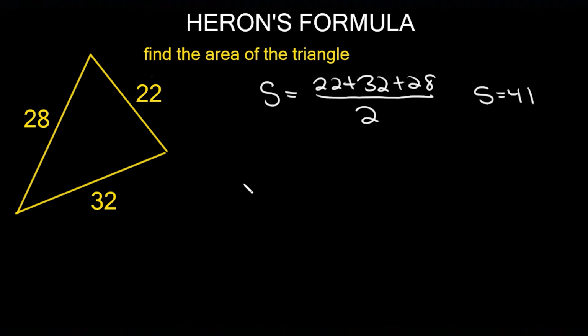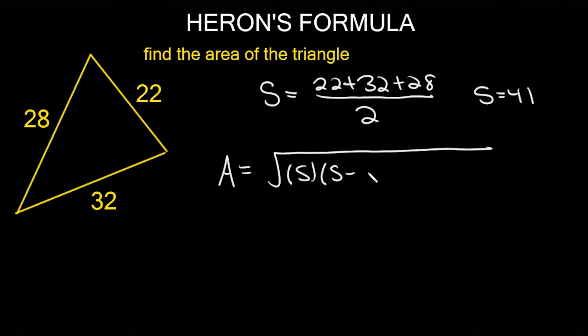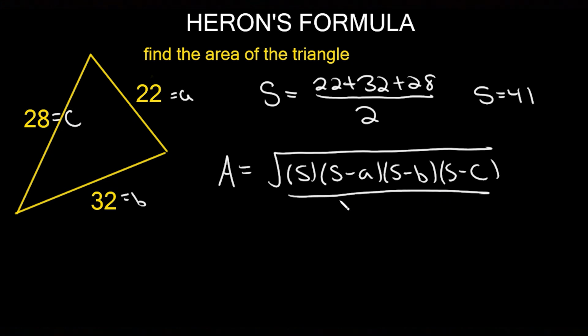From here, we just have to plug it into that formula, and I'm going to go ahead and write it here in case you forgot. So area is equal to the square root of the semi-perimeter, times the semi-perimeter minus side A, times the semi-perimeter minus side B, times the semi-perimeter minus side C. It doesn't matter what side you're calling A, B, and C here. So I'll just say that 22 is side A, 32 is side B, and 28 is side C. Again, it's not going to matter here because we're multiplying, and you can multiply in any order.